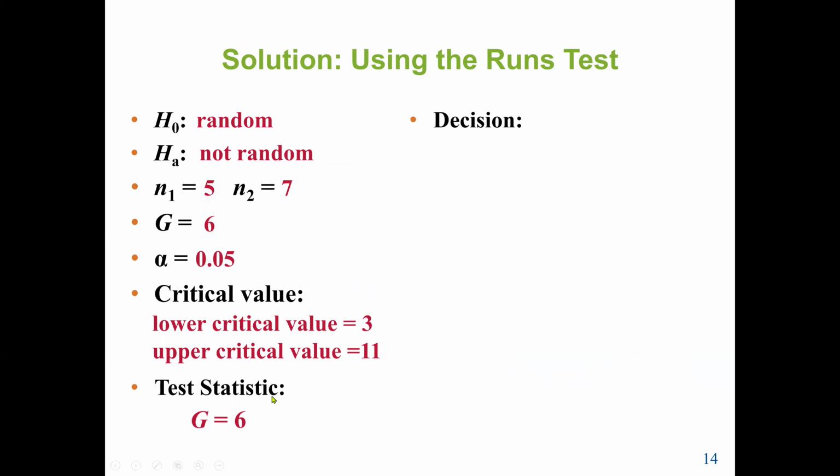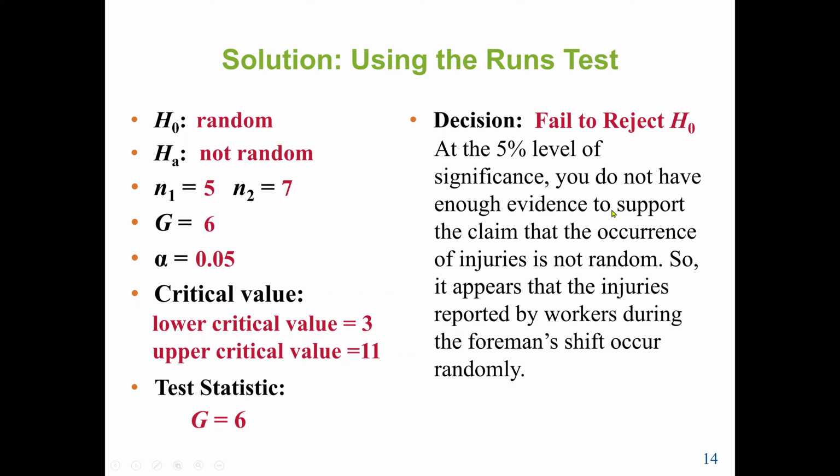In this case, the test statistic will be 6, because the number of runs is 6. And why are we using G? Because again, the sample size is less than or equal to 20. When both N1 and N2 are greater than 20, then we find a Z. So since 6 is within 3 to 11, we accept H0. We fail to reject H0.